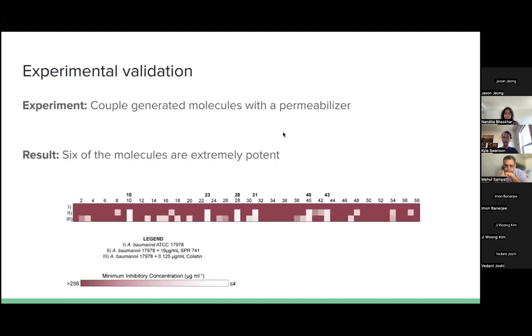And so once you do that, then the exciting thing is we actually found that 6 of our 58 molecules are actually very, very potent. So they have a lot of that activity. They were just struggling with the permeability component. So here what we're showing, row 1 is that initial experiment, no permeabilizer. Rows 2 and 3 are experiments of each of our molecules with one of 2 different permeabilizers, either SPR741 or colistin. And the 6 in bold are the ones where you can see they actually have really exciting, very low minimum inhibitory concentrations. So they're actually quite effective. So this is very exciting for us.